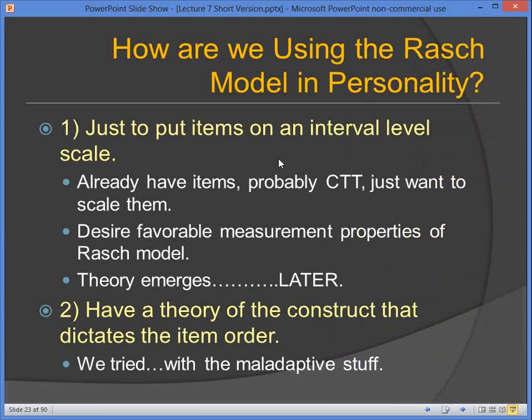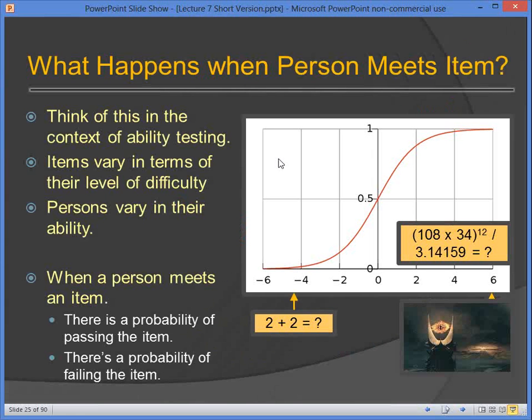In personality, historically, we haven't really been too concerned with talking about things unfolding in a stage-wise fashion. We're more concerned with identifying parts of the trait and then trying to come up with items that are associated with those different parts of the trait. So really, in personality, we've been kind of focused on just applying the Rasch model to trait items, to scale items, so that we can get the measurement goodness of the Rasch model, and then maybe a theory will kind of come out of that later.